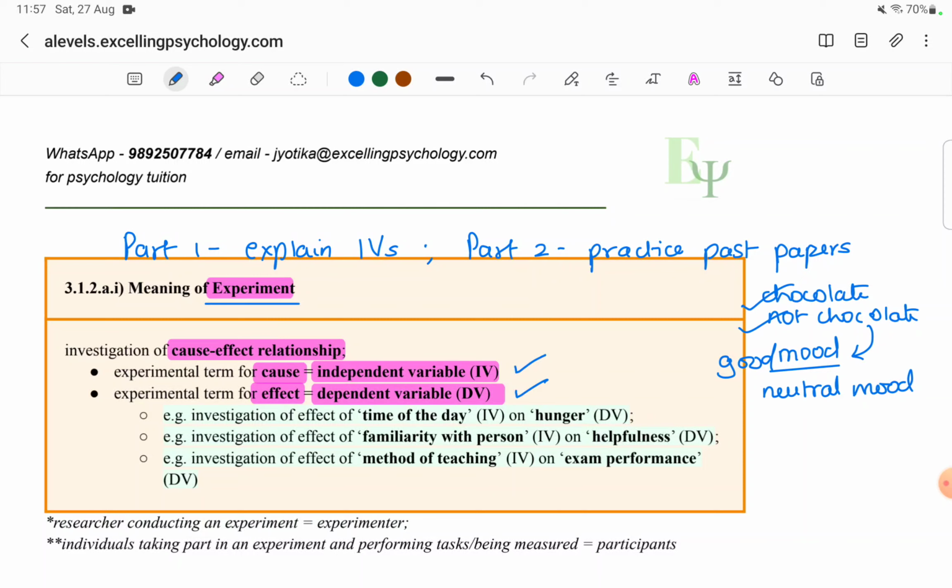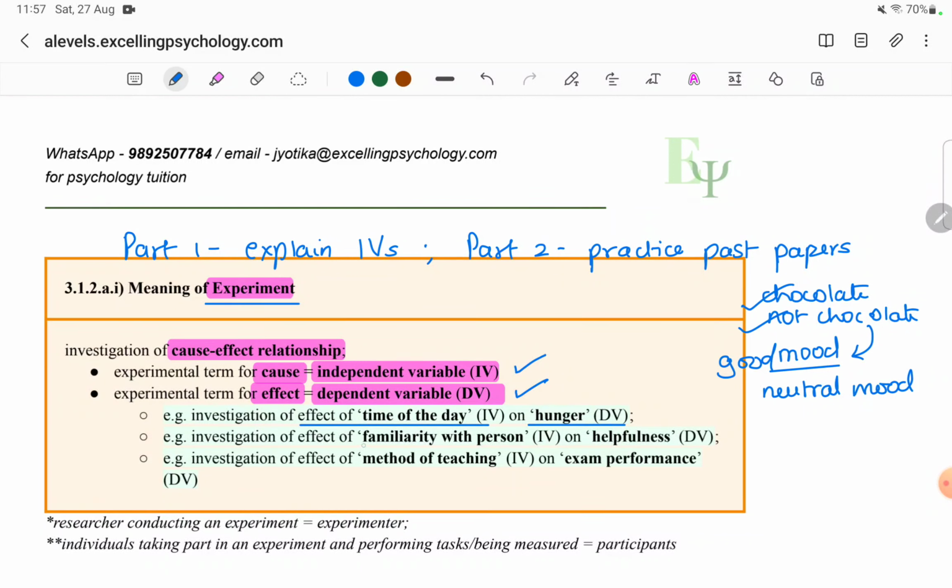Let's say a researcher is investigating the effect of time of the day on a person's hunger. Here what the researcher believes is that a person is hungry, say because it is morning. So because the time of the day is morning, the person is hungry. And say he believes that people are not as hungry in the afternoon. So because it is afternoon, people are not hungry.